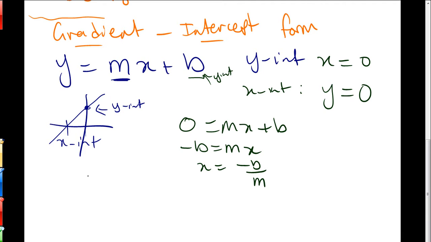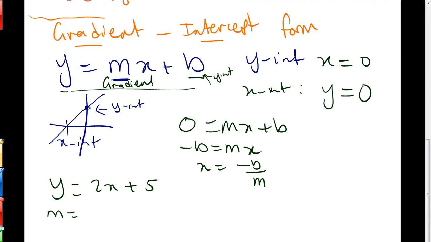So I'll give you a couple of questions here. Let's go. y is equal to 2x plus 5. What's my gradient? It's in this form, y equals mx plus b. What was the gradient again? Exactly, that's the gradient. And that's the y-intercept. So what's my gradient? 2. What's my y-intercept? 5.